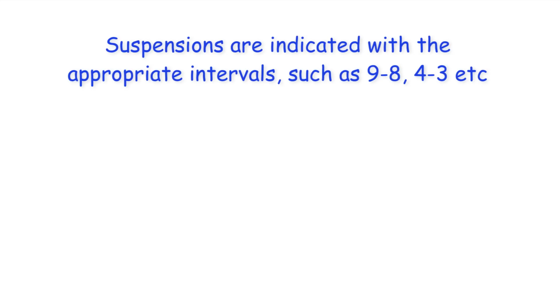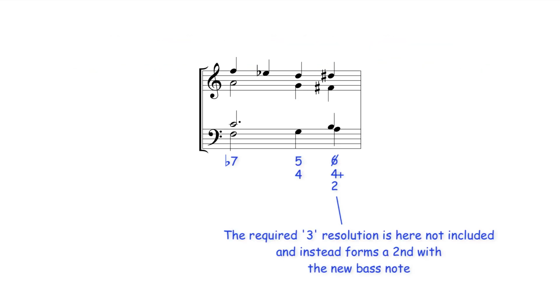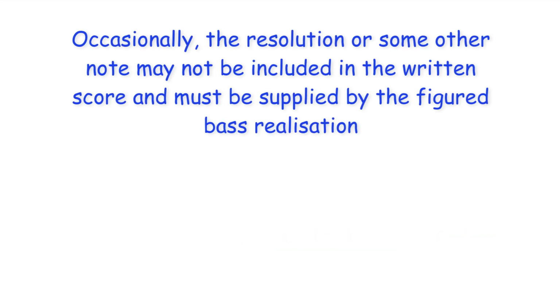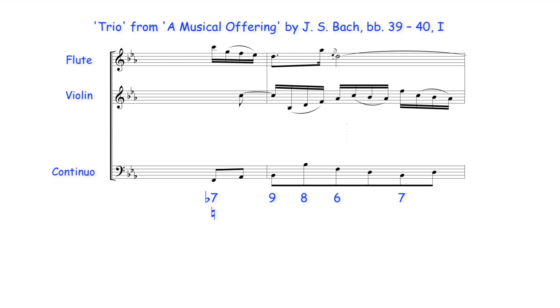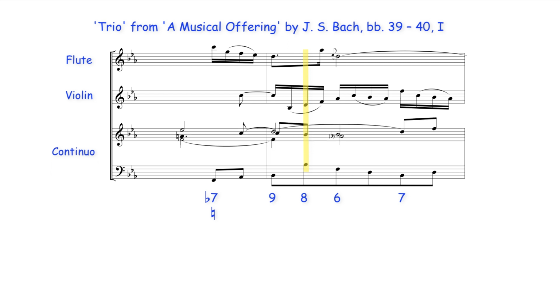Suspensions are indicated with the appropriate intervals such as 9/8, 4/3, etc. However, occasionally if the harmony is changed or moved to another inversion, the resolution may not be included. Occasionally, the resolution or some other note may not be included in the written score and must be supplied by the figured bass realisation. Here, for example, the octave resolution of this 9/8 suspension is not included in the violin or flute parts and is resolved by the keyboard.